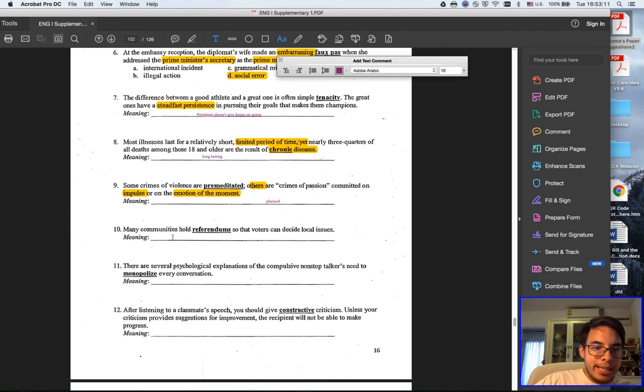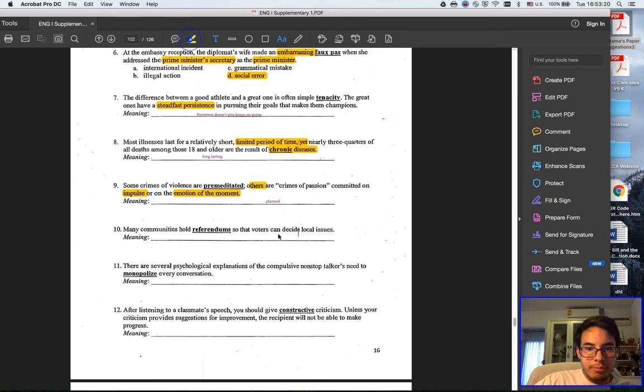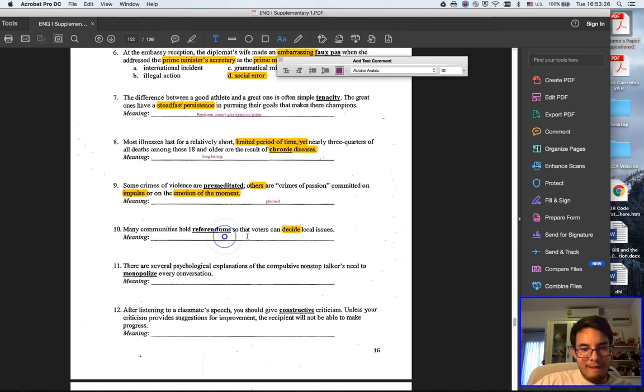All right, 10. Many countries hold referendums so voters can decide local issues. So key word, decide. Voters are deciding. So really, referendums mean a vote, or a poll.